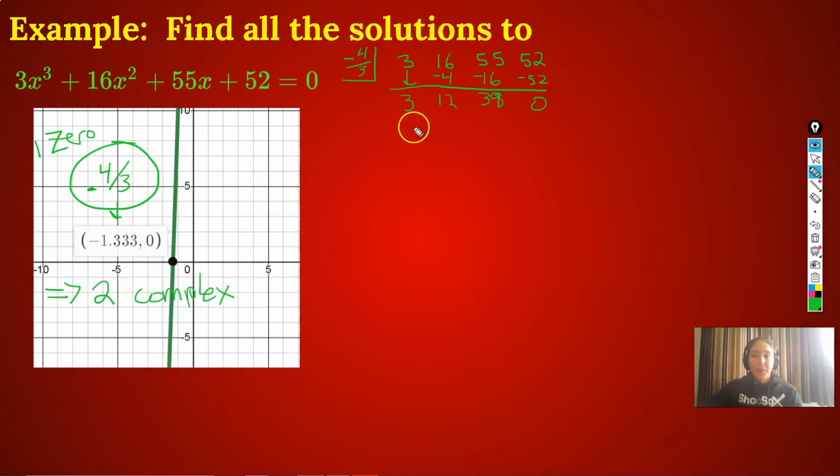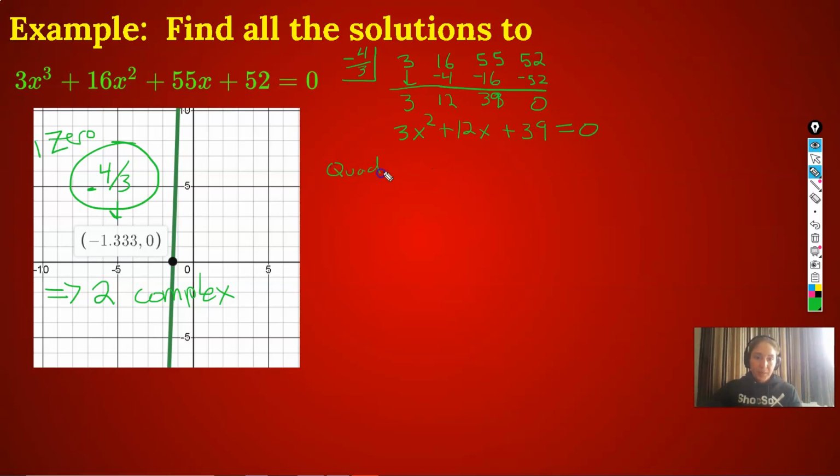So now let me rewrite the polynomial. Drop the original power by 1. So this will be 3x squared plus 12x plus 39. Now I've reduced my polynomial to a quadratic. Let me try to find the other two. Well, I already know that the other two are going to be complex, so I'm going to throw out factoring right away and launch into the quadratic formula, because the quadratic formula will tell me what the other two complex zeros are.